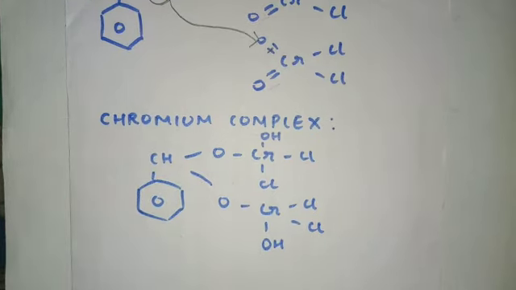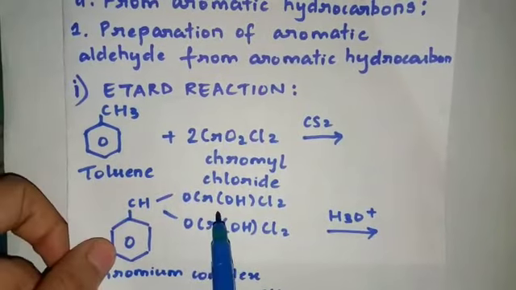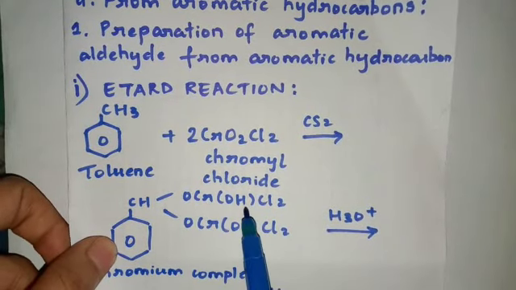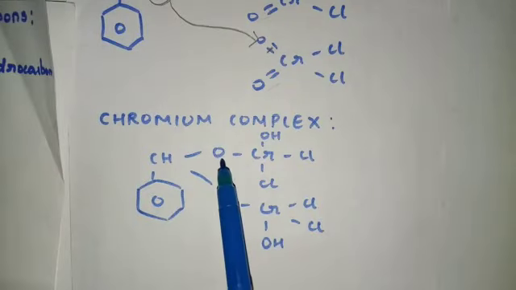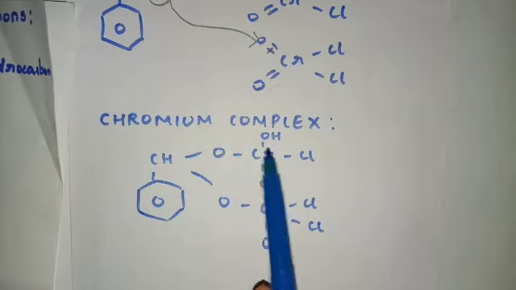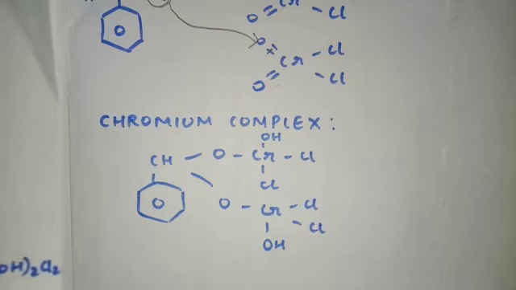Okay, so this is nothing but your chromium complex. You all can see the condensed form is like OCr. OH I have put in, it is in bracket to avoid confusion, and Cl2. So you all can see OCr in bracket OH and then Cl2. Okay, fine. So let's move ahead.